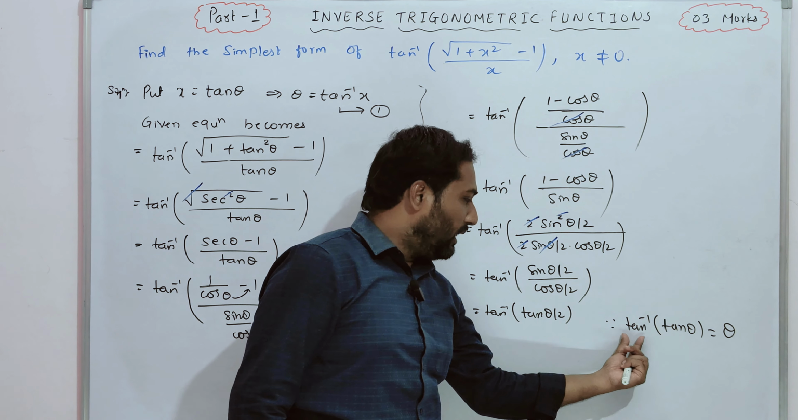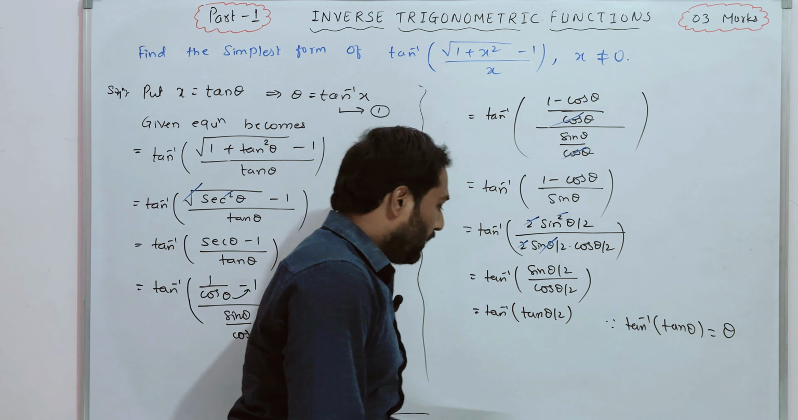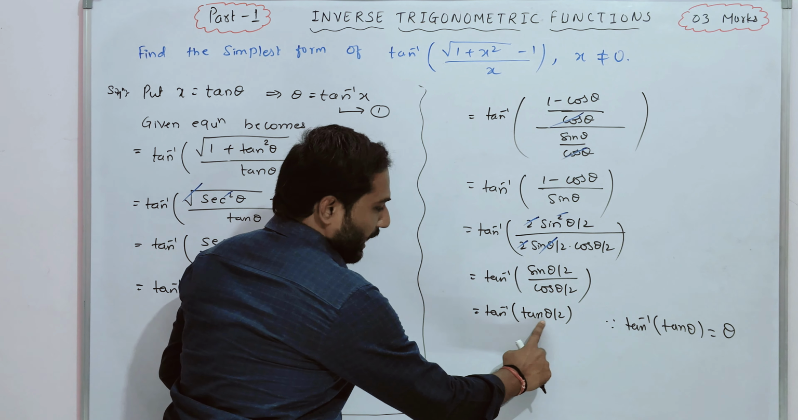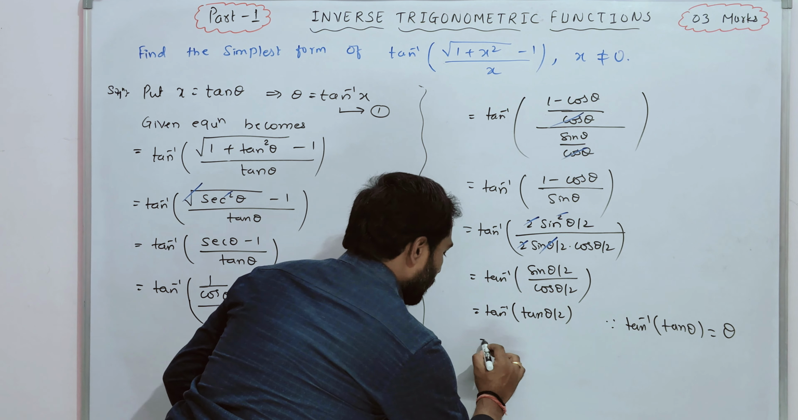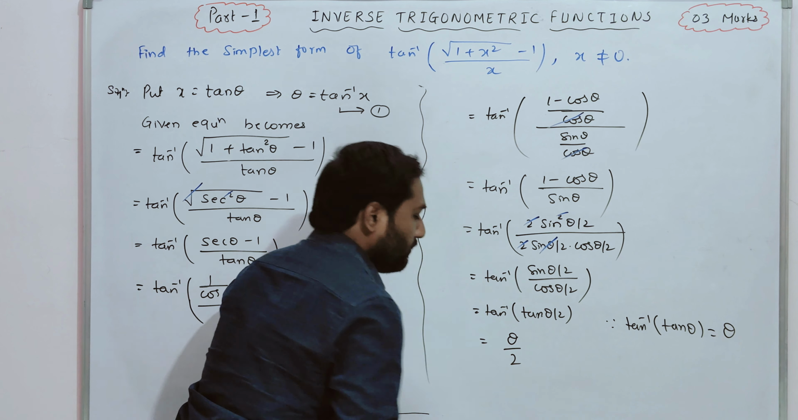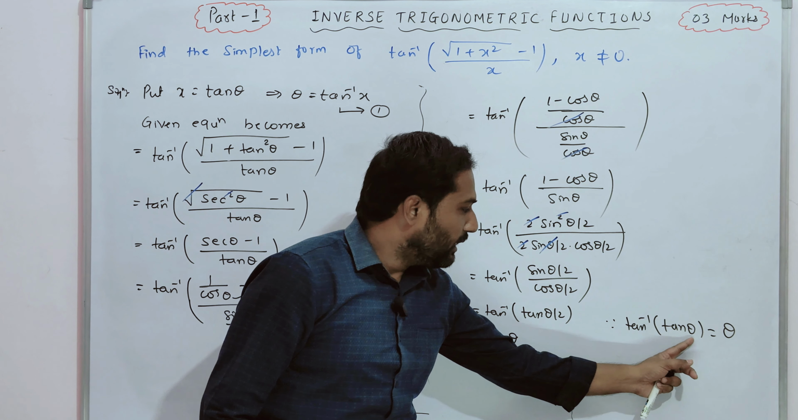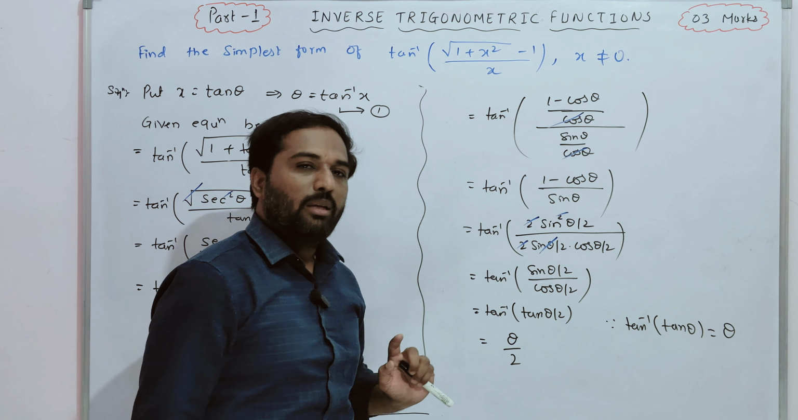You should remember this. Tan inverse of tan theta can be written as theta. You can observe, in tan inverse of tan theta, the theta value is theta by 2. So you can write it as theta by 2, because instead of theta, we have theta by 2. Let us keep theta by 2.